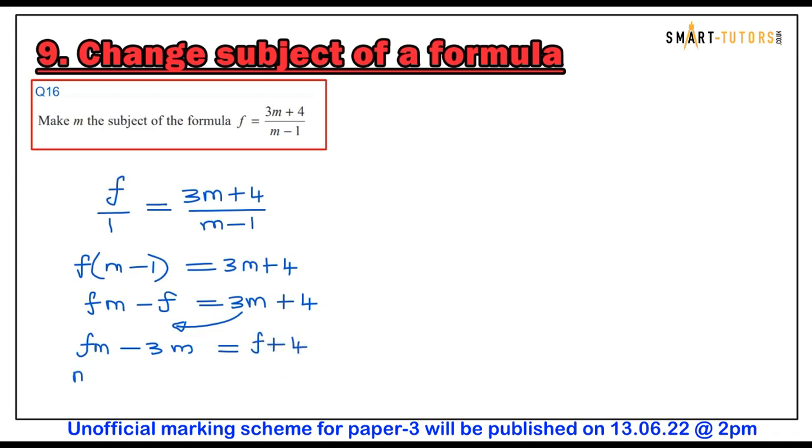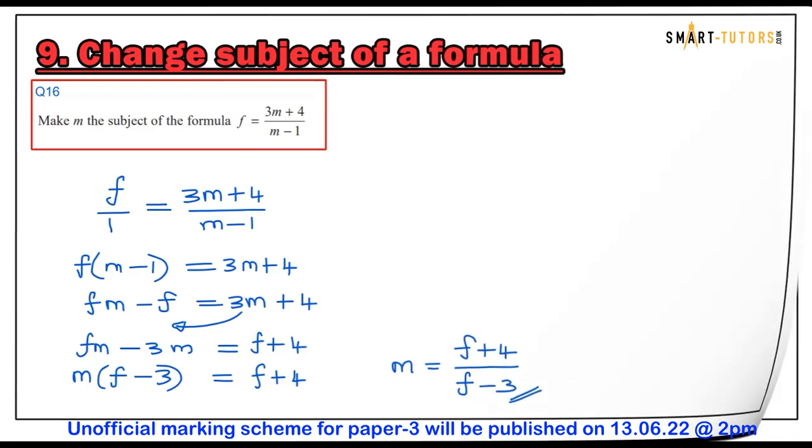Now I'm going to factorize the m. So f minus 3, and this is going to be f plus 4. So m equals f plus 4 over f minus 3. And that is the answer for question number 16. That is the topic number 9.